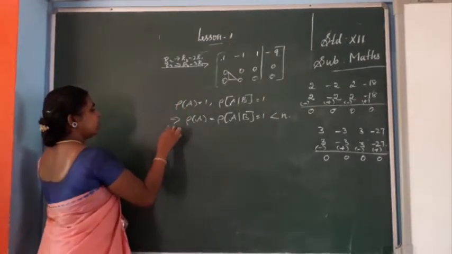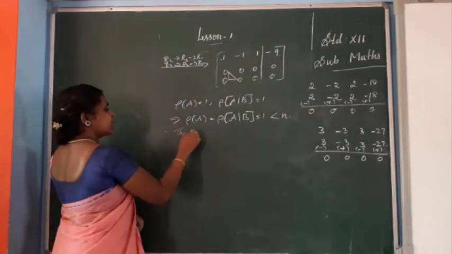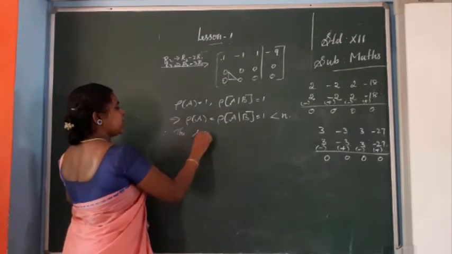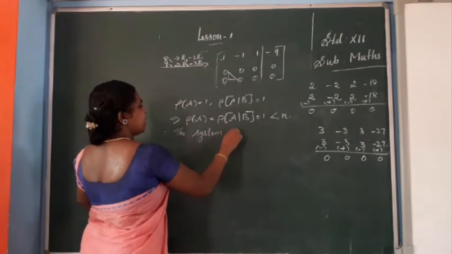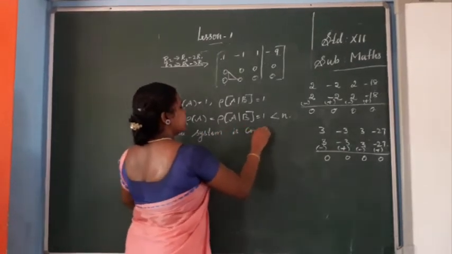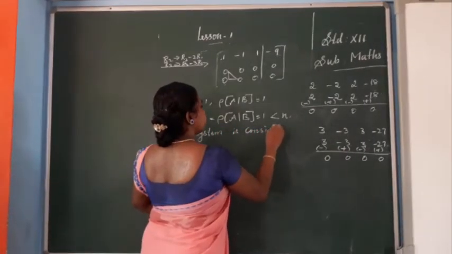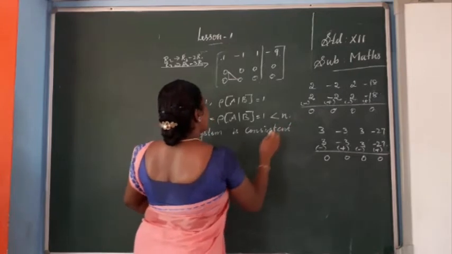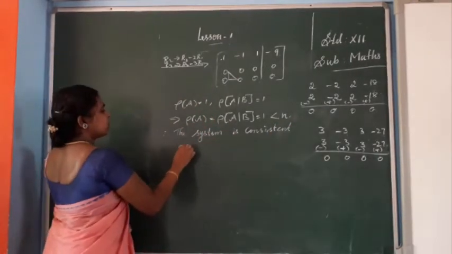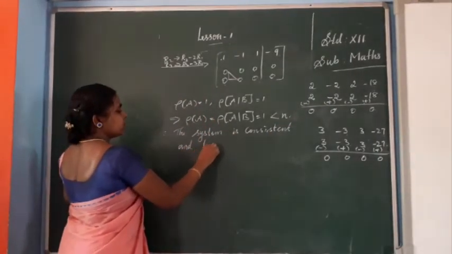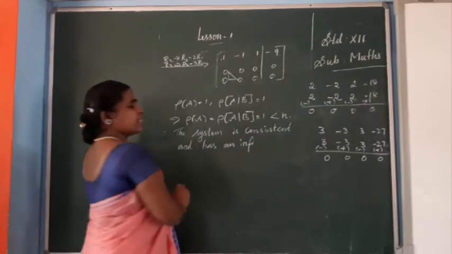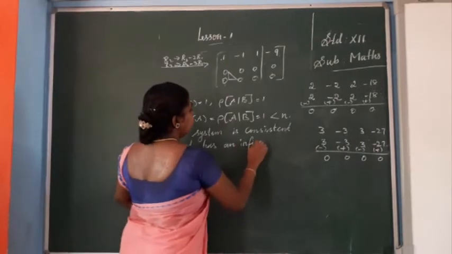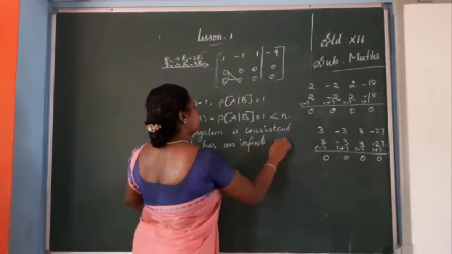Therefore, the system is consistent, because both ranks are equal. So the system is consistent and has an infinite number of solutions. Okay, less than the number of unknowns means infinite number of solutions.